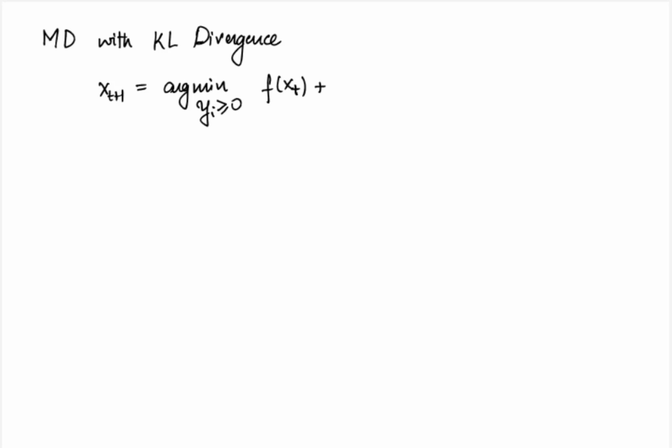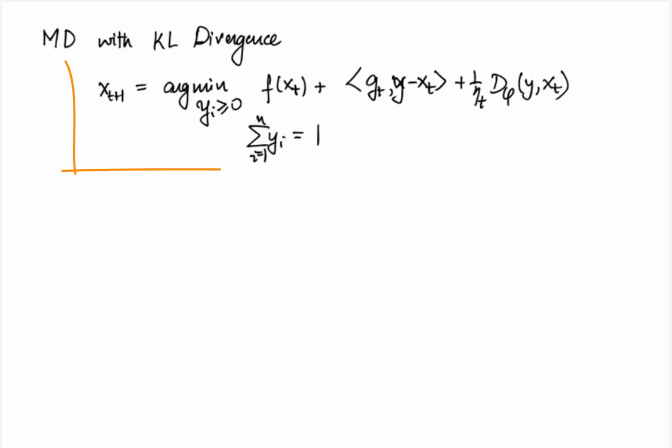Let us also look at how the mirror descent updates look when using the KL divergence. The updates are written as x_{t+1} equal to argmin over y_i greater than or equal to 0 of f of x_t plus inner product g_t comma y minus x_t plus 1 by eta_t d phi of y comma x_t, such that summation over y_i equals 1.